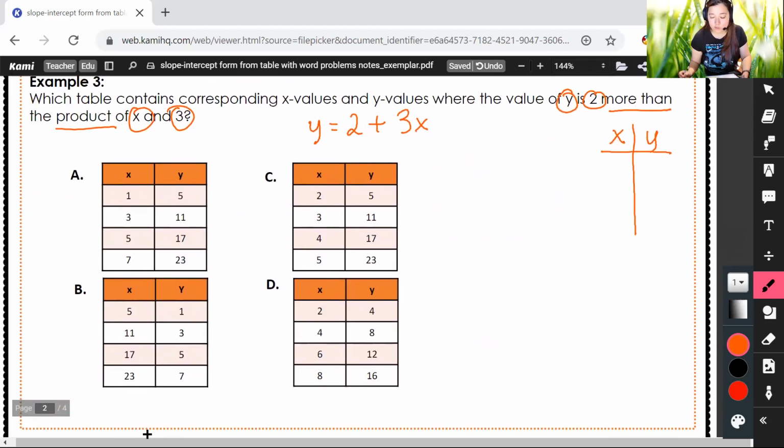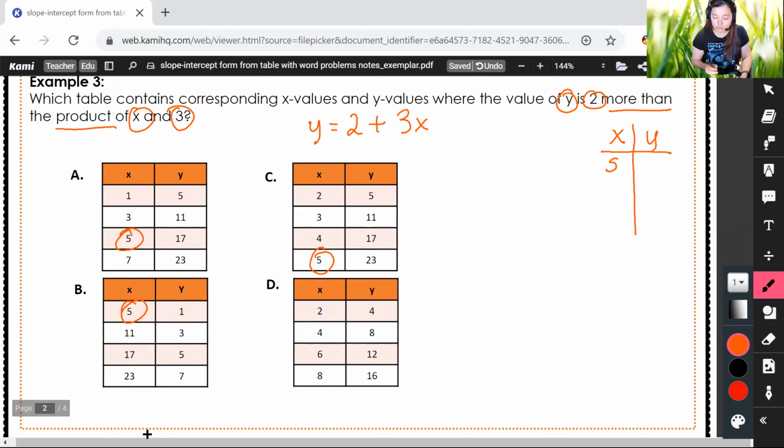Except now we're going to have to be more strategic with our x's. So what you want to do is look at your answer choices and find x values that come up multiple times. Like for example, if we choose 5 as our x value, 5 shows up in 3 of these tables. So that means that if we choose 5 as one of the x values, we'll be able to narrow it down a whole lot.